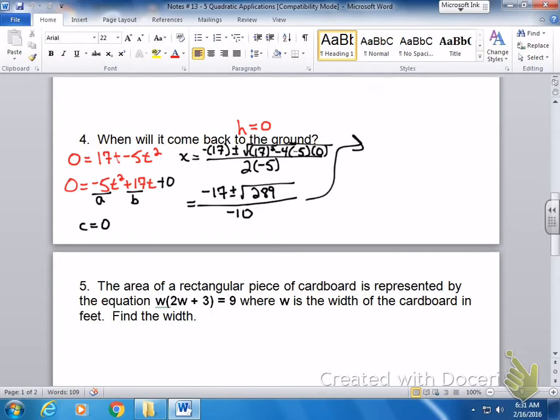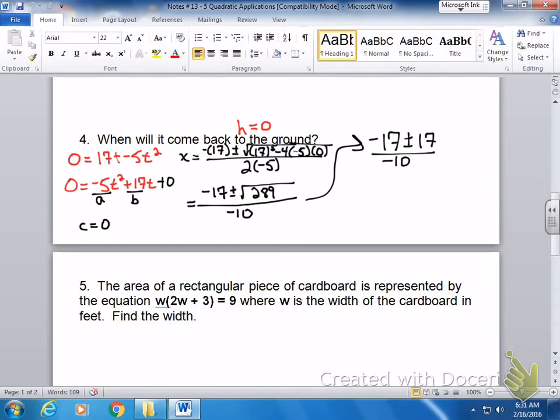I'm going to come up here to the side. Because 289 is one of our perfect squares, I can do negative 17 plus or minus. Now, if you get big numbers, guys, I told you to check them first. If you take the square root of 289, you get 17. So plus or minus 17 divided by our negative 10.